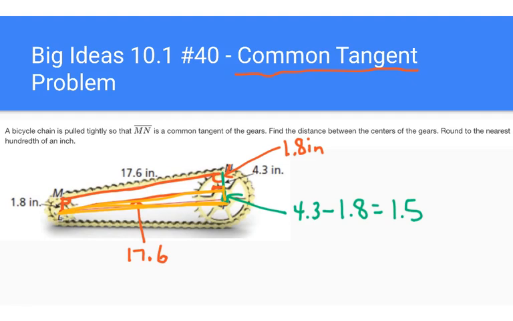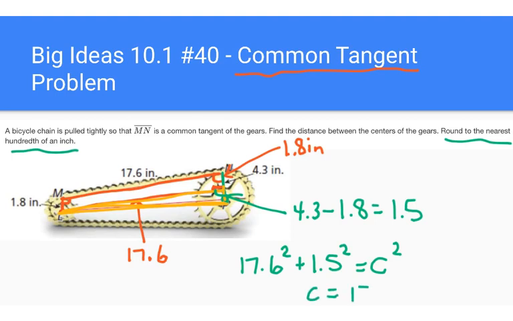Keep in mind our right angle is over here, so this length between the centers of the two gears is our hypotenuse. Therefore 17.6 squared plus 1.5 squared must equal c squared. We want that rounded to the nearest hundredth, so when we do the computation here, we get c equals 17.78 inches. All right, turns out common tangent problems are not so unusual.